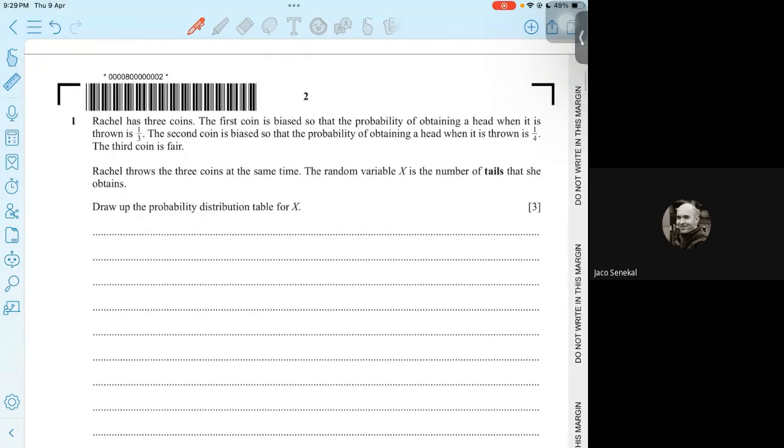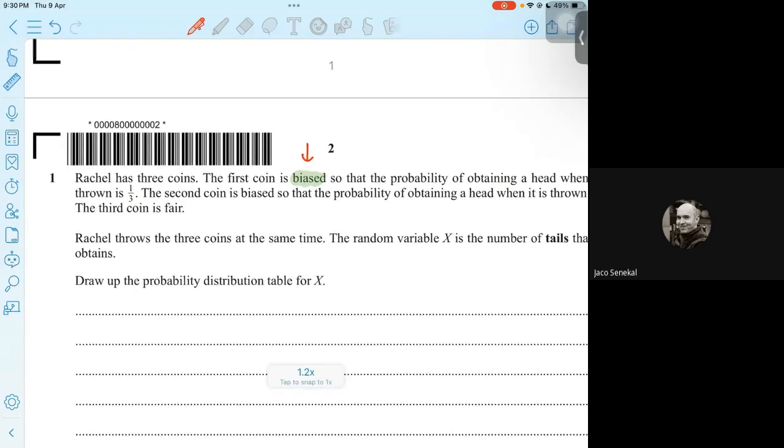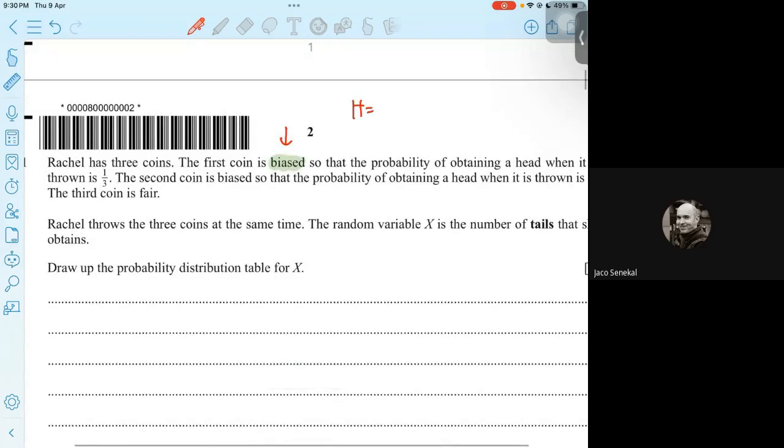The first question says, Rachel has 3 coins. The first coin is biased, so that the probability of obtaining a head when it is thrown is 1/3. A biased coin is something you're going to see very often. It's basically when it's not equal to the normal cases. A coin has 2 sides, heads and tails, and each should have a probability of half. But in a biased coin, that changes, and a head is 1/3. So H becomes 1/3, and tails becomes 2/3.